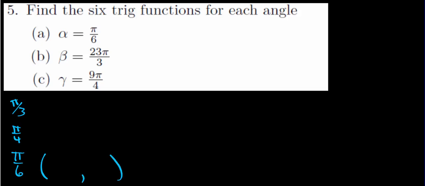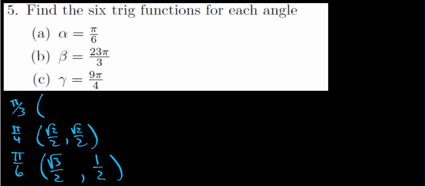Pi over 6 is associated with square root of 3 over 2, 1/2 here. Pi over 4, square root of 2 over 2, square root of 2 over 2. And pi over 3 is 1/2 comma square root of 3 over 2. And remember, the cosine is the x and the sine is the y.